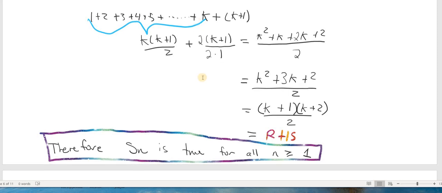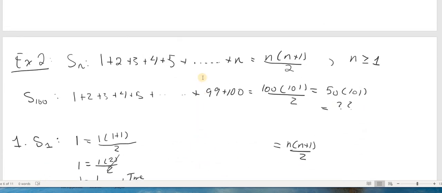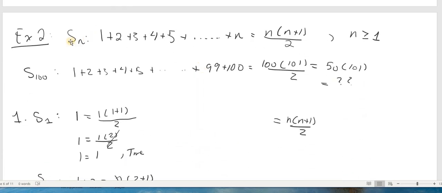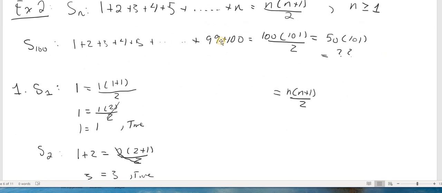So let's go back to see what we did. Remember, this was the statement that was given, the formula that I'm supposed to prove. If you add numbers from 1 all the way up to n, it equals n times (n + 1) over 2. When does it work? For all numbers starting with 1. Okay, and step 1 is to test if it works for the first number. That's what we did here, and it does work.